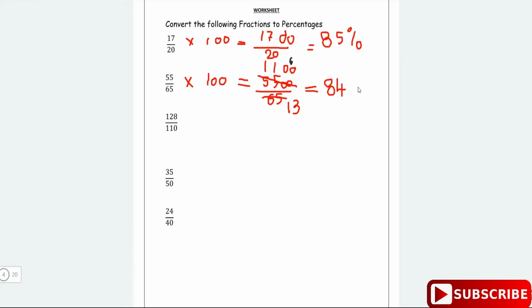So that is 84 and 8 over 13%. That's what we get, 84 and 8 over 13%. Let's look at this one, 128 over 100, and we multiply that by 100 to get it as a percentage.